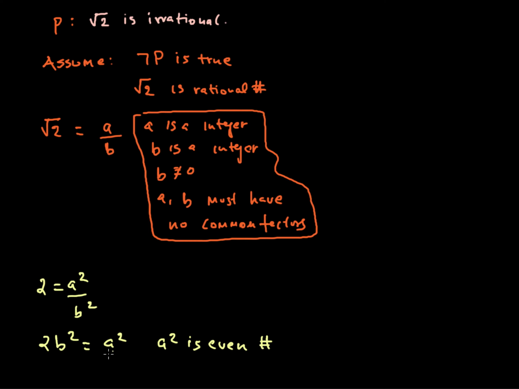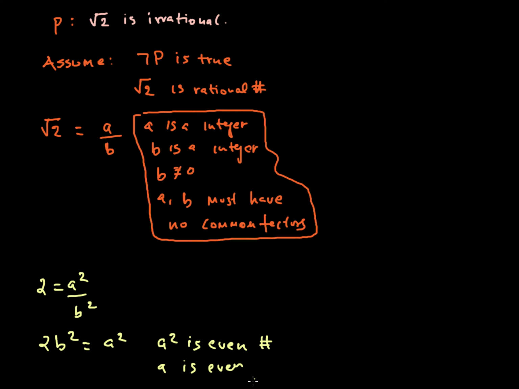Why is that? Because a square has been written as 2 times some integer. b is some integer over here, right? I've already claimed that b is an integer, b square is an integer, times 2 is also an integer, which happens to be an even integer, and a square happens to be an even integer here. Okay, if a square happens to be an even integer, then what does that imply about a? Well, if you look at my last video, we just proved a theorem where if a square is an even number, it also implies that a is even.